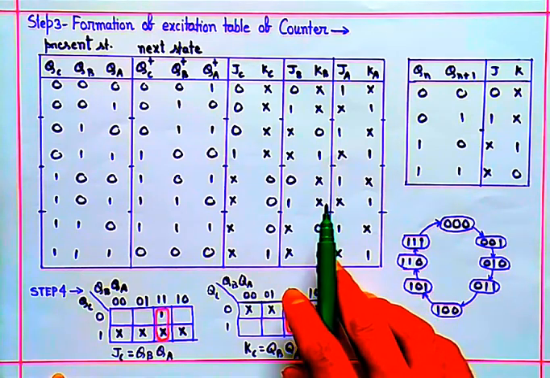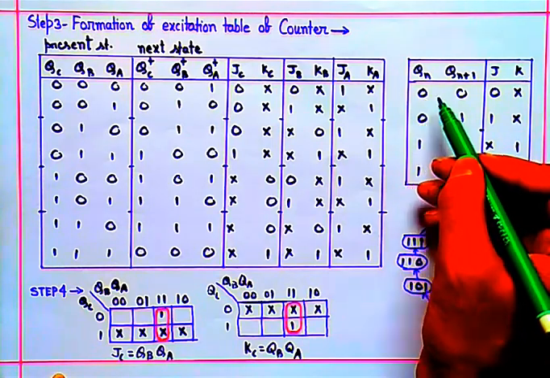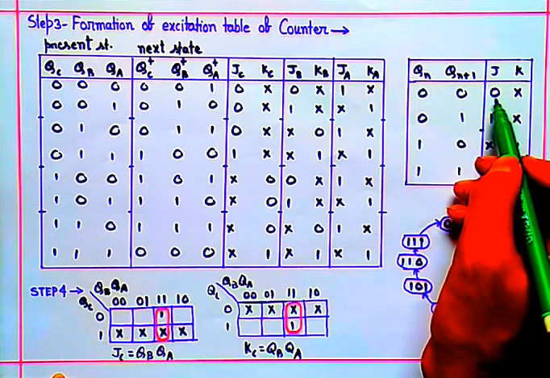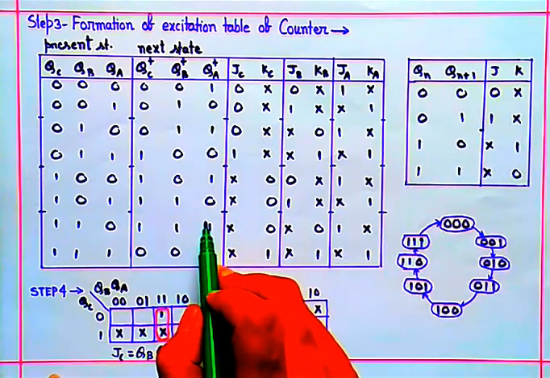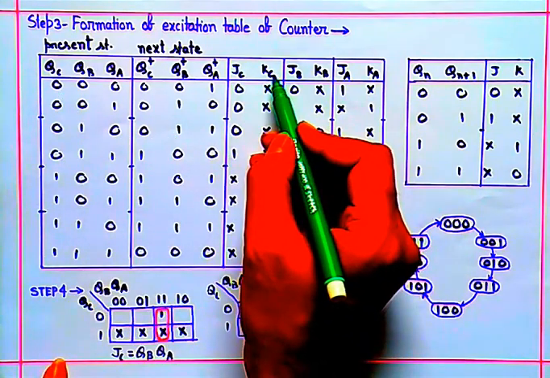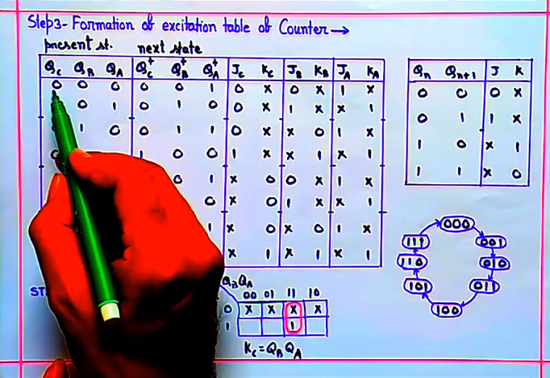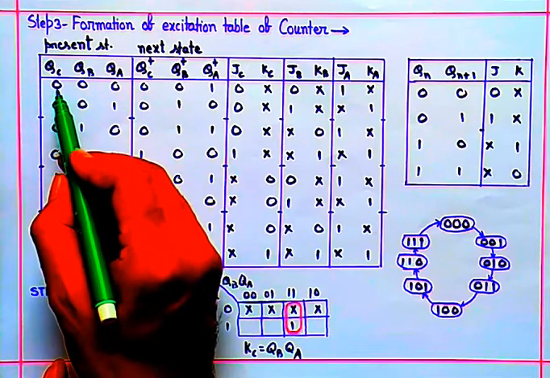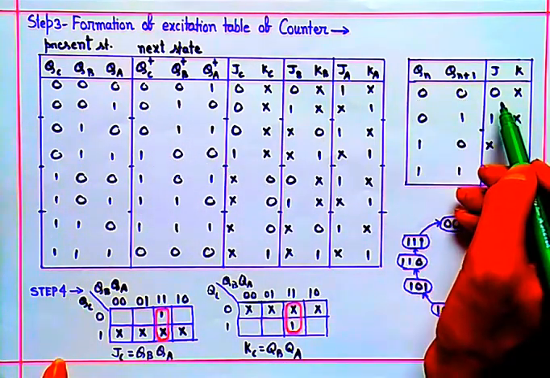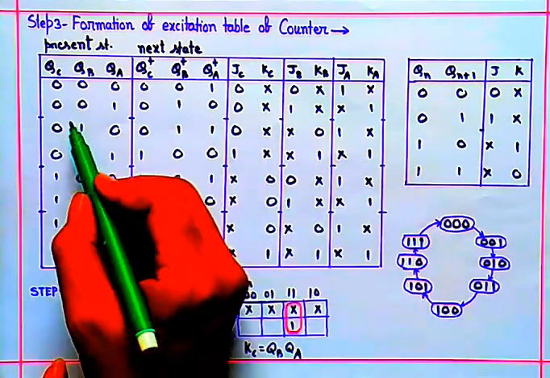So see that when the present value and next value are 0, 0, at that time the JK values are 0, don't care. Notice the first line. You have to find JC and KC. That means you have to know the values of QC and QC plus. Here QC and QC plus are 0, 0. And you know that for 0, 0, the JK values are 0, don't care. That means you have to put 0, don't care here.